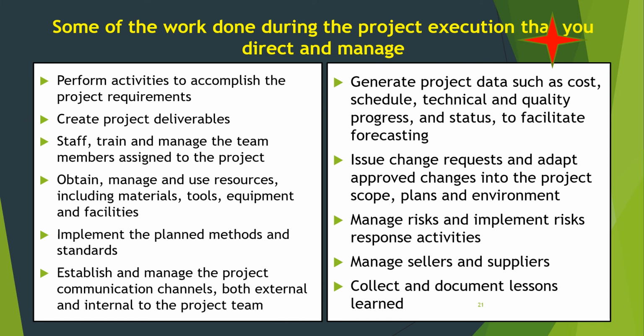Some of the work done during project execution, which the project team should direct and manage, includes: performing activities to accomplish the project requirements, creating the project deliverables, staffing, training and managing the team members assigned to the project, obtaining, managing and using resources including materials, tools, equipment, facilities, etc. Implementing the planned methods and standards, establishing and managing the project communication channels, both external and internal to the project team, generating project data such as cost, schedule, technical and quality progress and status to facilitate forecasting, issuing change requests and adapting approved or acceptable changes into the project scope, plans and environment, managing risk and implementing risk response activities, managing sellers and suppliers, collecting and documenting the lessons learned.